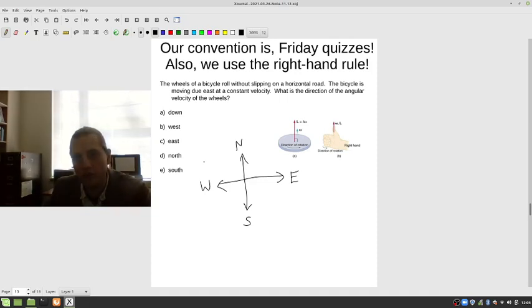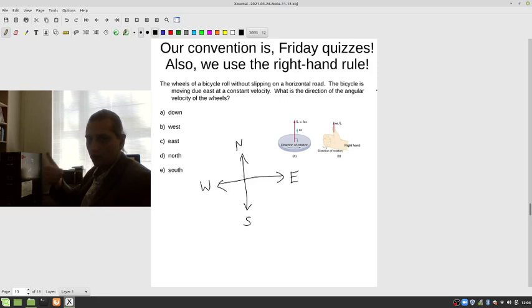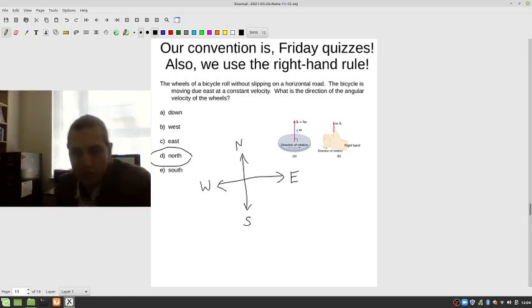Okay, now I want you to actually try it. Go ahead. Orient your body. Use that right hand of yours. I'll do it by myself. East. The wheel would be rolling like this. My thumb is pointing north. Okay, so it's very physical. When you're taking your test, I expect you to do a little bit of dancing. All right.